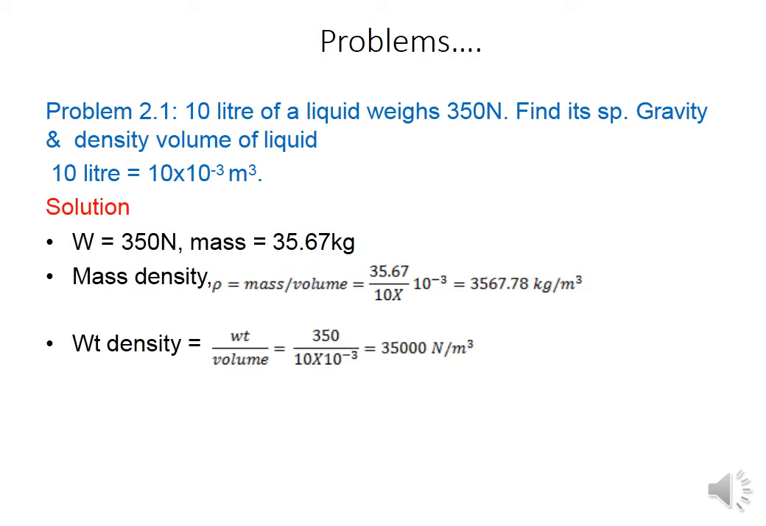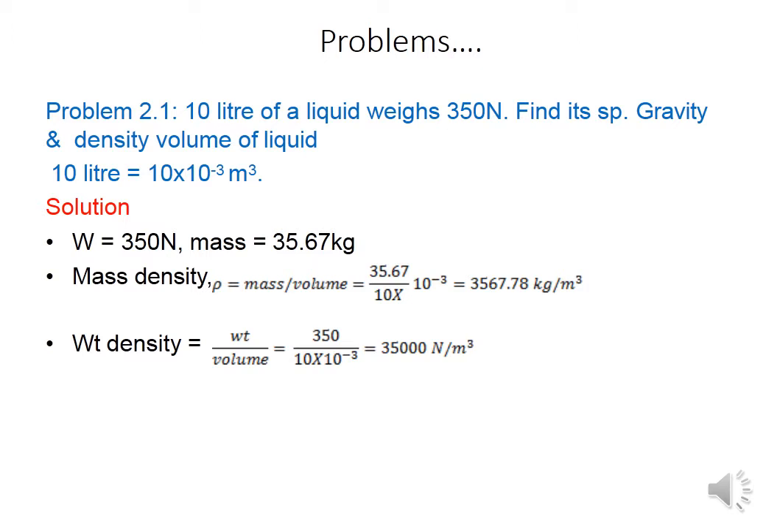So here what is given, you please understand. So 10 liter it is given means you need to convert into meter cube. So it means if it is a meter cube, it is a unit of what? It is a unit of volume. So 1 liter is equal to 10 raised to minus 3 meter cube. So 10 liters is equal to 10 into 10 raised to minus 3 meter cube. And weight is given, not mass.